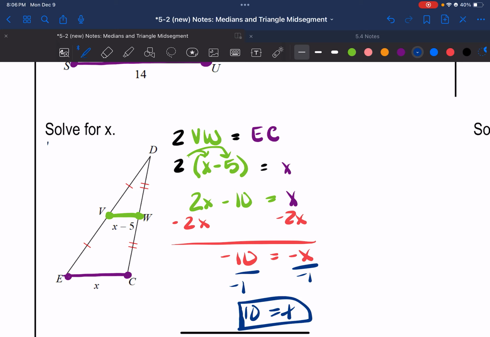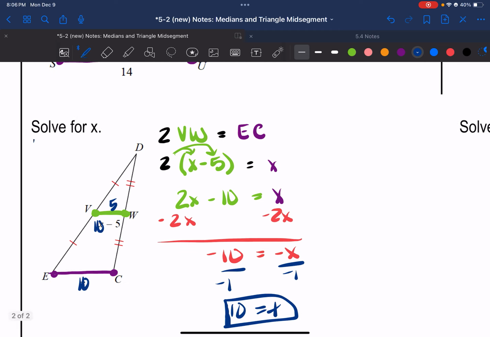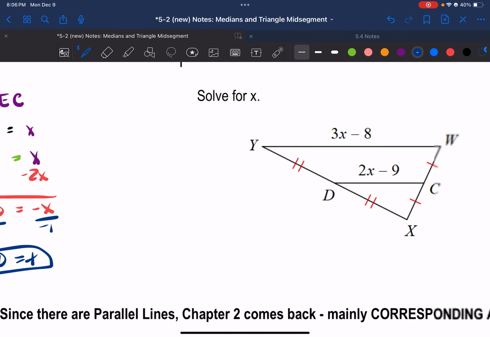And you can check by putting, well, if I put 10 in here, 10 minus 5 is 5. And if I put 10 in there, there you go. So that would make sense for that problem.